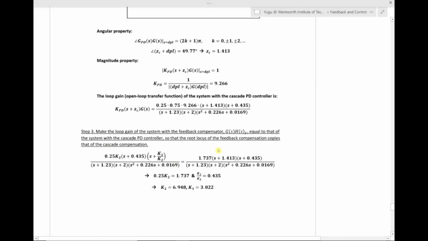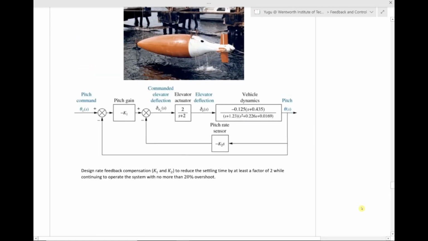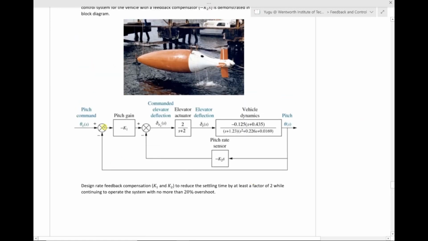So by setting up equations to solve for K1 and K2, we found that these are the values that we need to use for the system with the feedback compensator. The next step, of course, is to simulate. If you take the K1 and K2 values back to this block diagram, then you can find the closed loop transfer function, and then you can use MATLAB to simulate its step response.